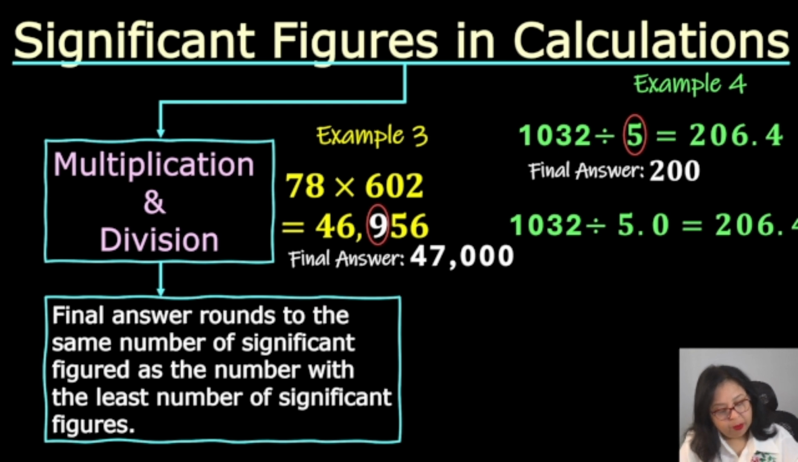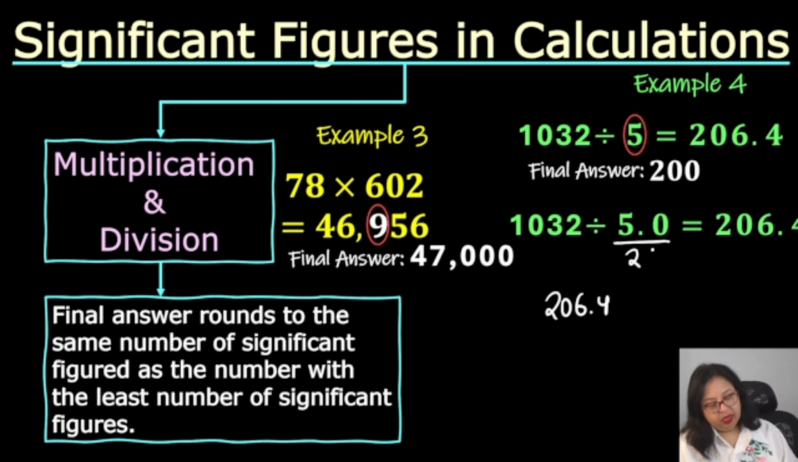Now it's the same numbers with one difference. Instead of 5, I have 5.0. And 5.0 has how many significant digits? 2. That means the final answer, which is 206.4, must have how many sig figs? 2. So once again, if I keep this decimal, and I have a digit after the decimal, then I will have 4 sig figs. That means I have got to drop this decimal. You have to let it go.